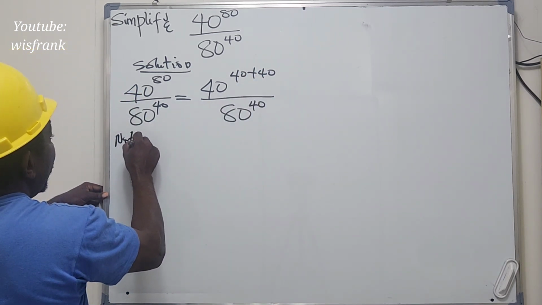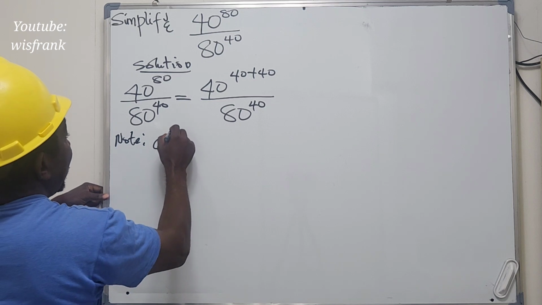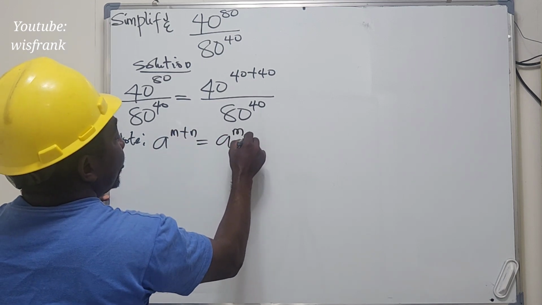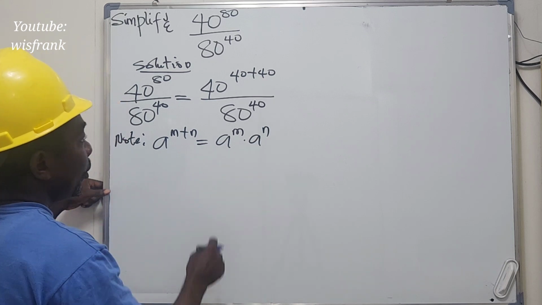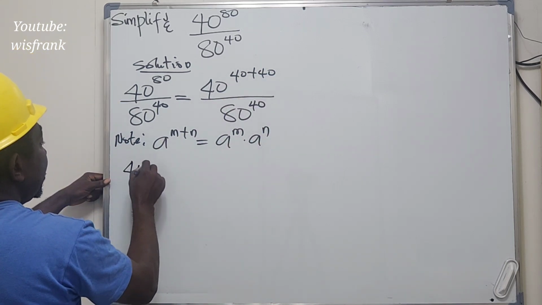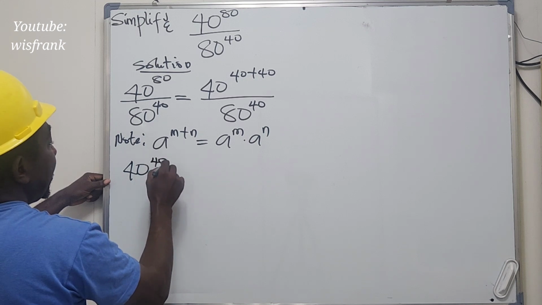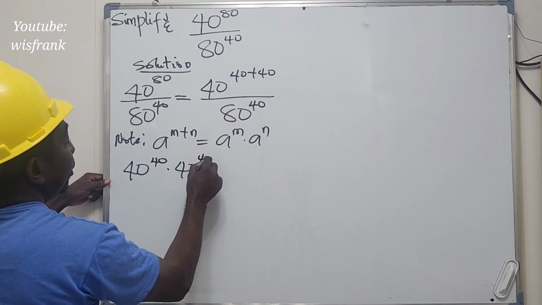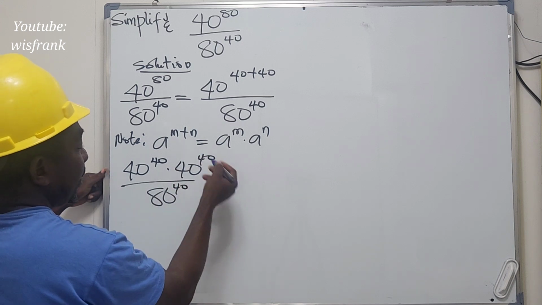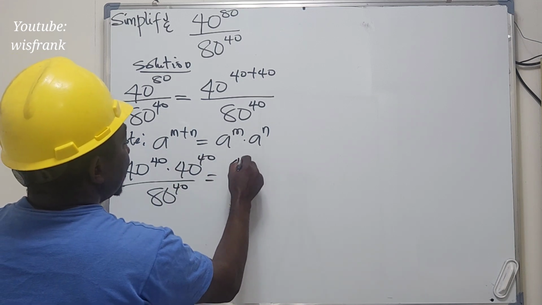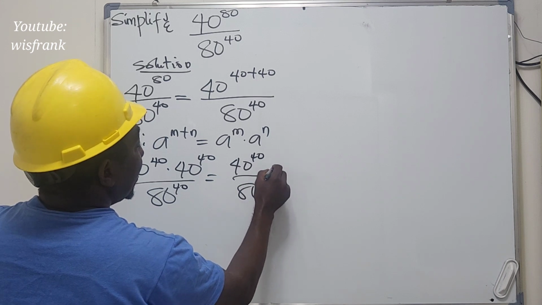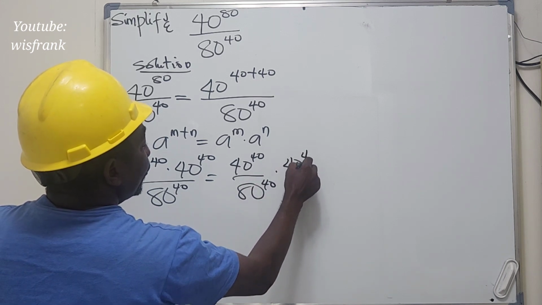So we recall when we have a to the power of m plus n is same thing as a to the power of m times a to the power of n. So we are going to represent this in this format. So this will become 40 to the power of 40 times 40 to the power of 40 all over 80 to the power of 40. This is same thing as writing 40 to the power of 40 all over 80 to the power of 40 times 40 to the power of 40.